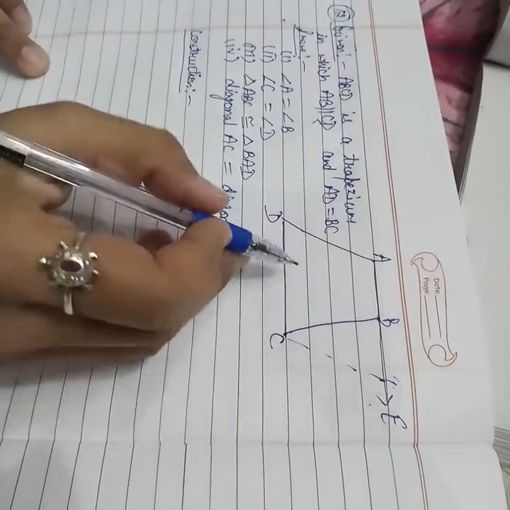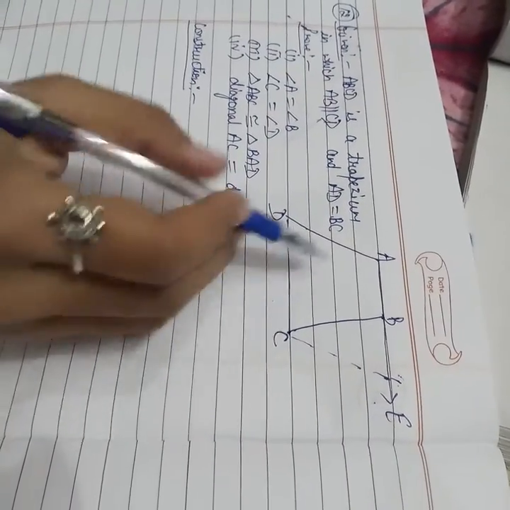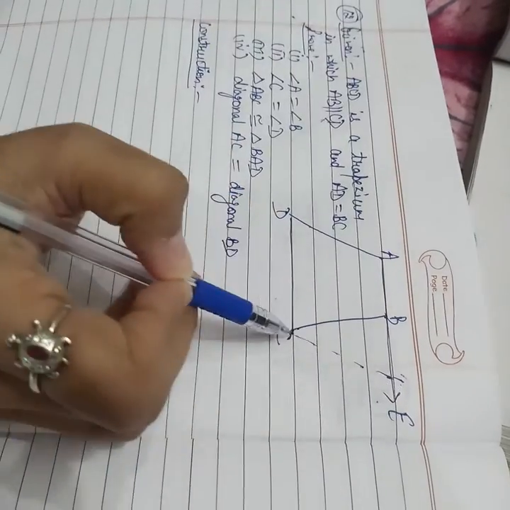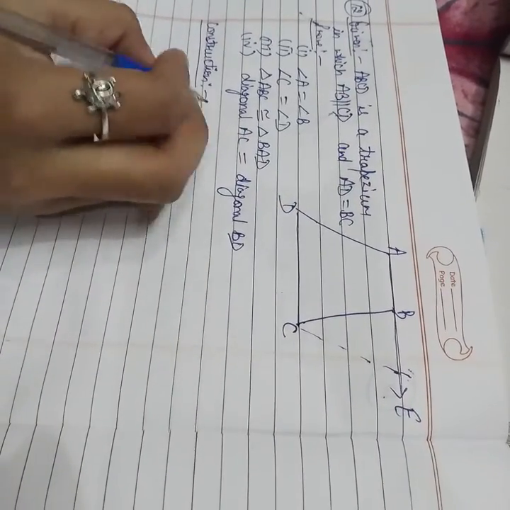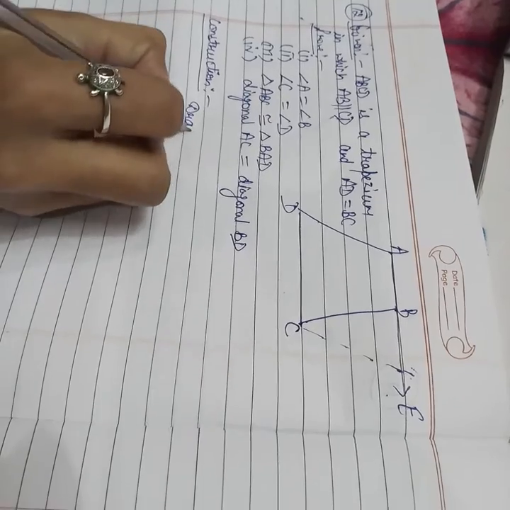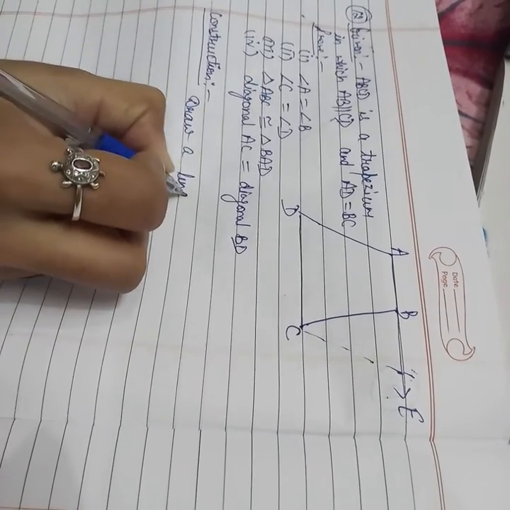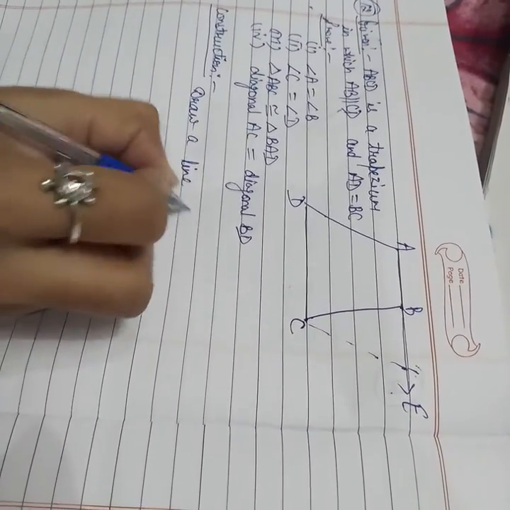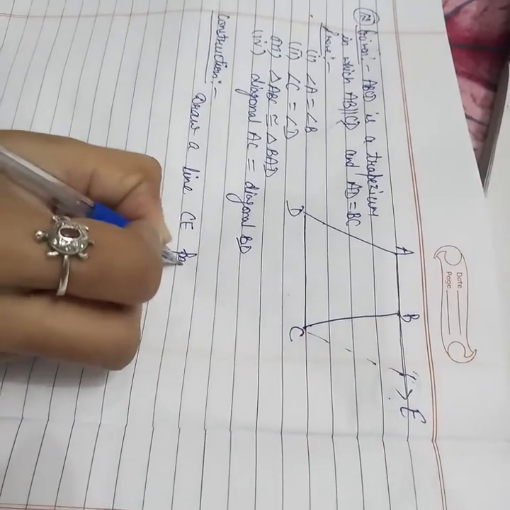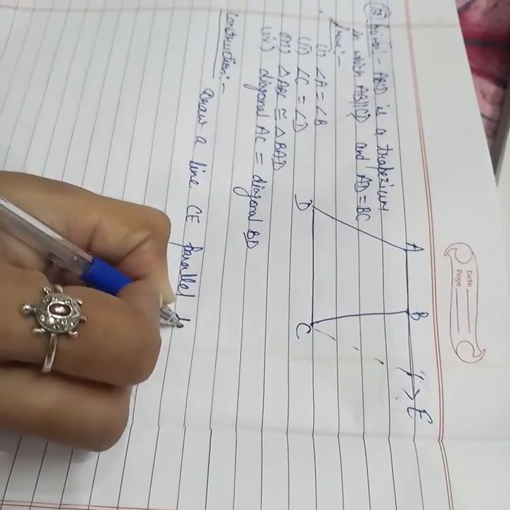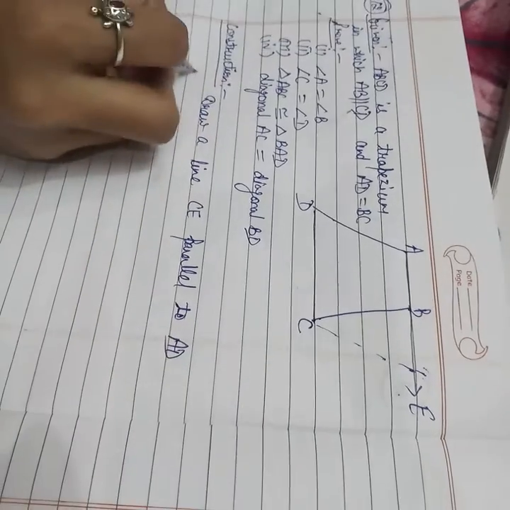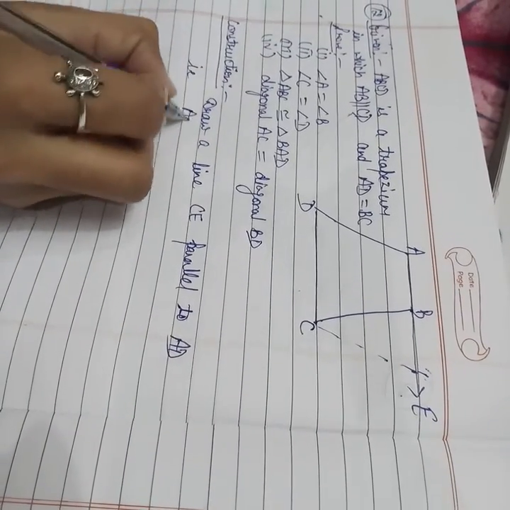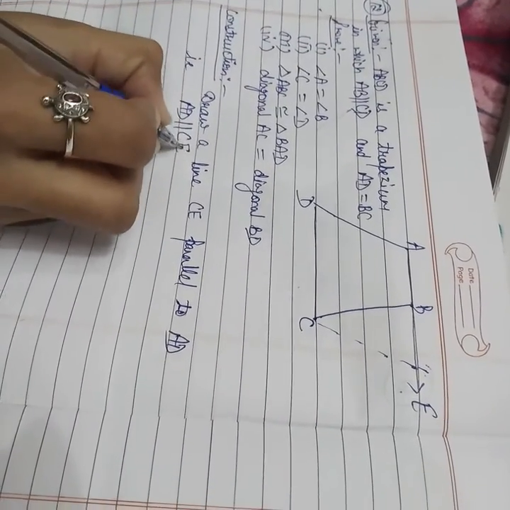Construction. Here we do a construction and draw a line parallel to AD, that is CE. Draw a line CE parallel to AD, that is AD parallel CE.